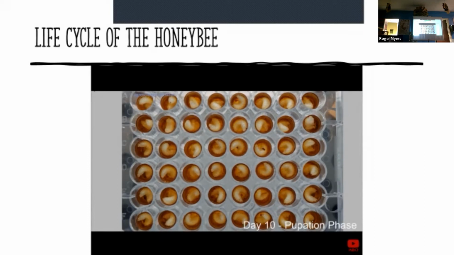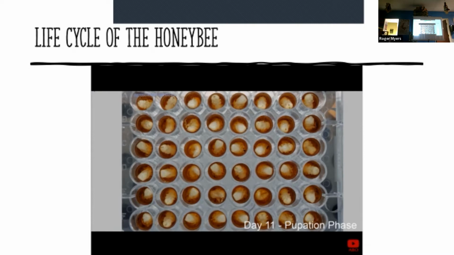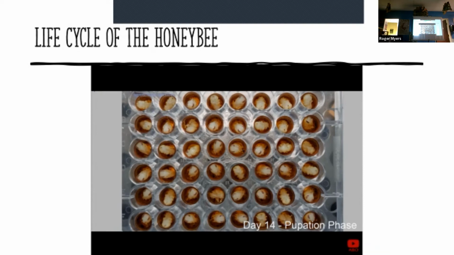You can see right here that this bee starts having a face, starts looking more like a bee. Then you can see pigments start developing in their eyes. Sometimes you'll hear people refer to pupae as purple eyes. They're talking about how developed that is. Again, we're starting to see purple eyes.